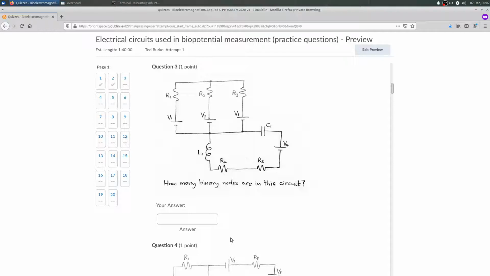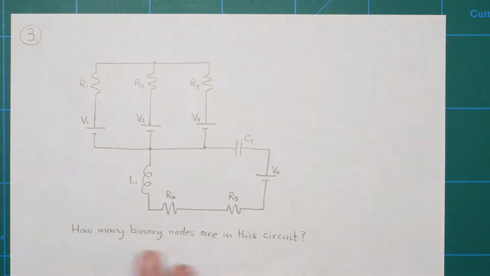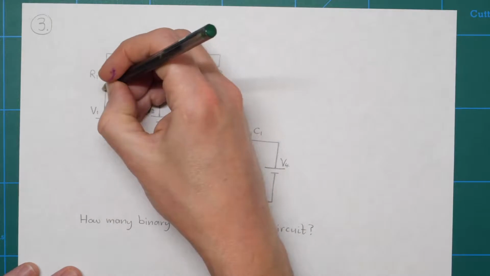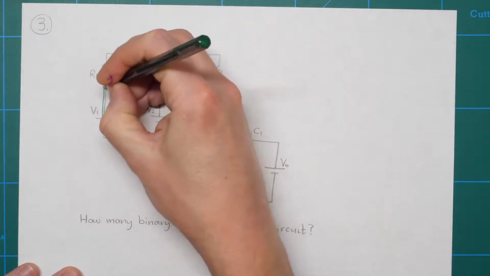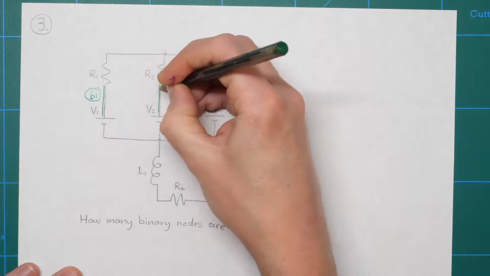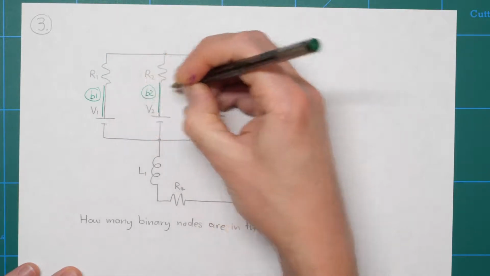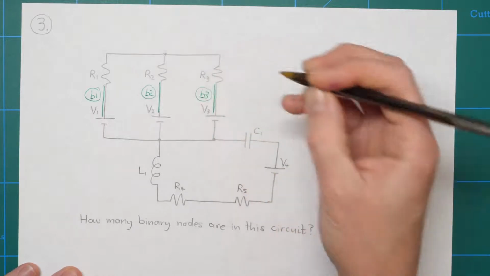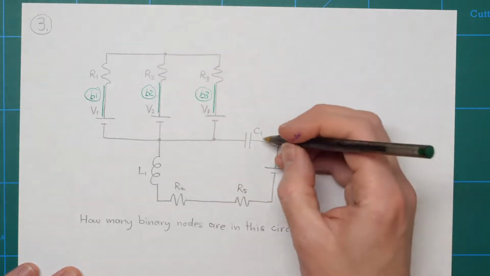In this case, you are asked how many binary nodes are in the circuit. So, here's the circuit, and again, I'll use green to mark the binary nodes. So we've got one here, let's call that B1, got one here, call that B2, one here, we'll call that B3. Where else have we got them?